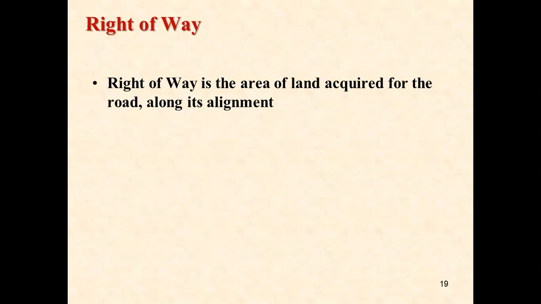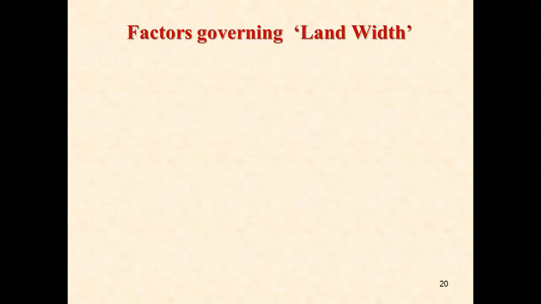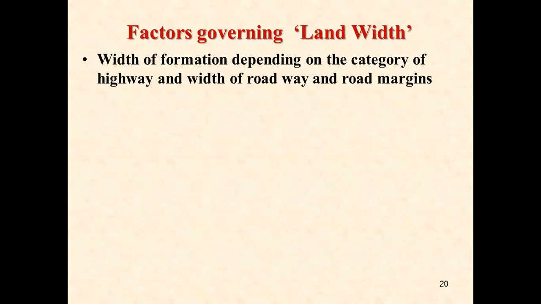Now the next cross-section element is going to be called the right of way. Right of way is the area of land acquired for the road along its alignment. The width of this acquired land is known as the land width. And further, what are the factors governing the land width? The right of way is the total land, in addition to the carriageway and the width of the shoulders, and anything required for future extension that we acquire. That is going to be called the formation.